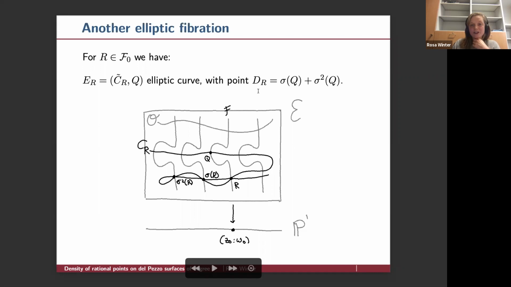But I also have another point on this elliptic curve, which is the sum of these 2 points. So sigma can also, of course, act on Q, and then I get sigma Q and sigma squared Q. And since the sum of Q, sigma Q, and sigma squared Q is defined over K, and Q is defined over K, this sum is also defined over K. So for every point in this open subset of my fiber, I get an elliptic curve with already a point on it.